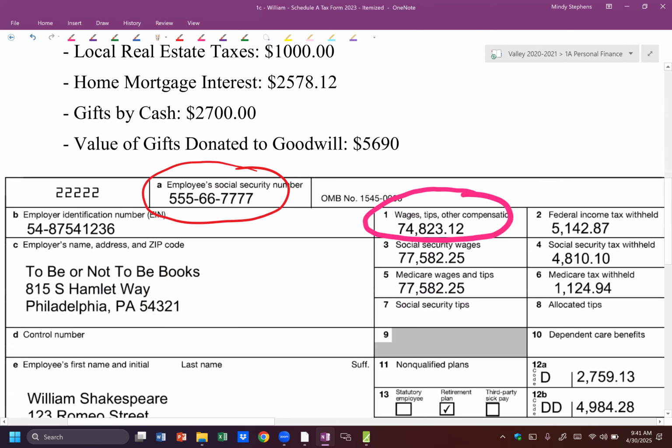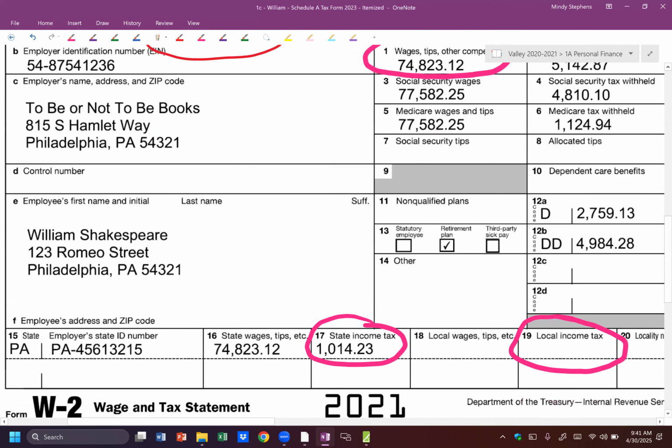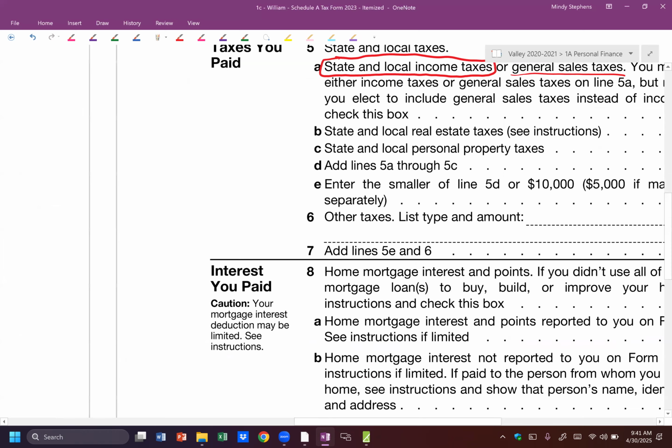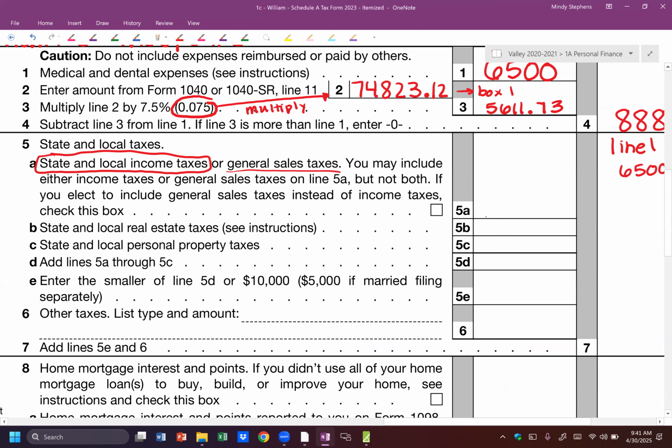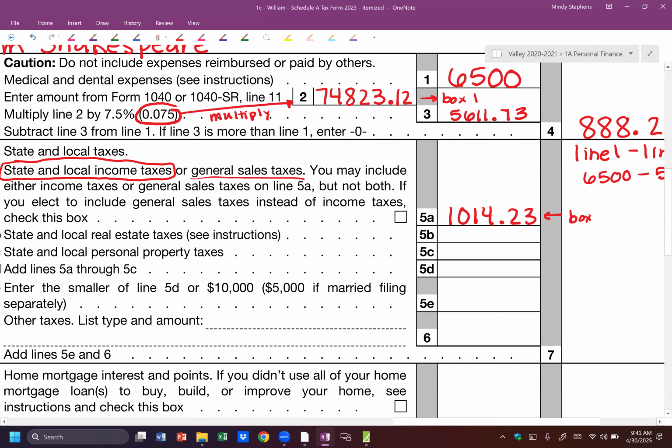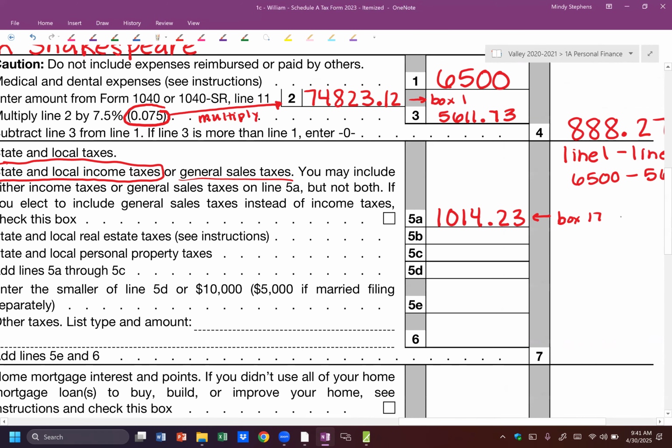But looking on our W-2, do we have that down below? Do you see on number 17, it says state taxes, 19 is local. So this is where we're doing box 17 and 19. So if there were two, we would add them together. This one just has the 1014.23. So we're going to write that on that line. So 1014.23. And it might be helpful to write box 17 and 19 next to this. So you've got it in another spot. That's what we're looking at for that one.